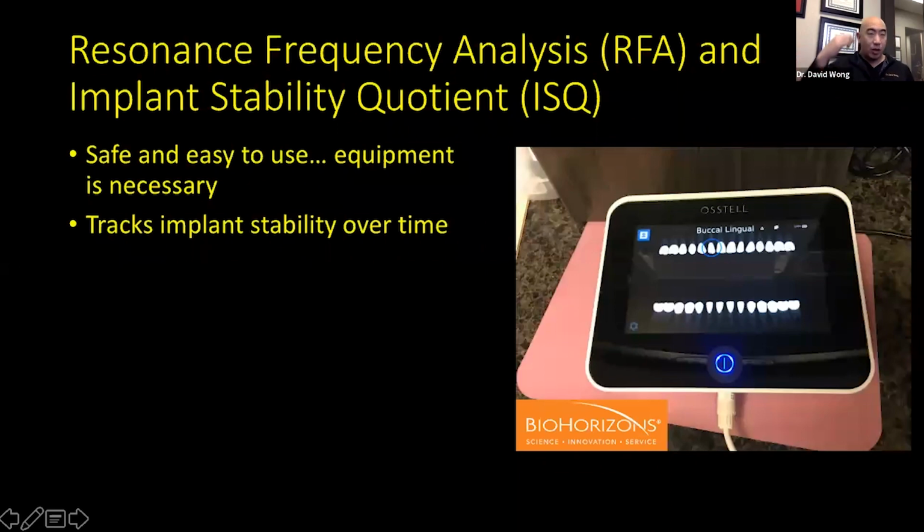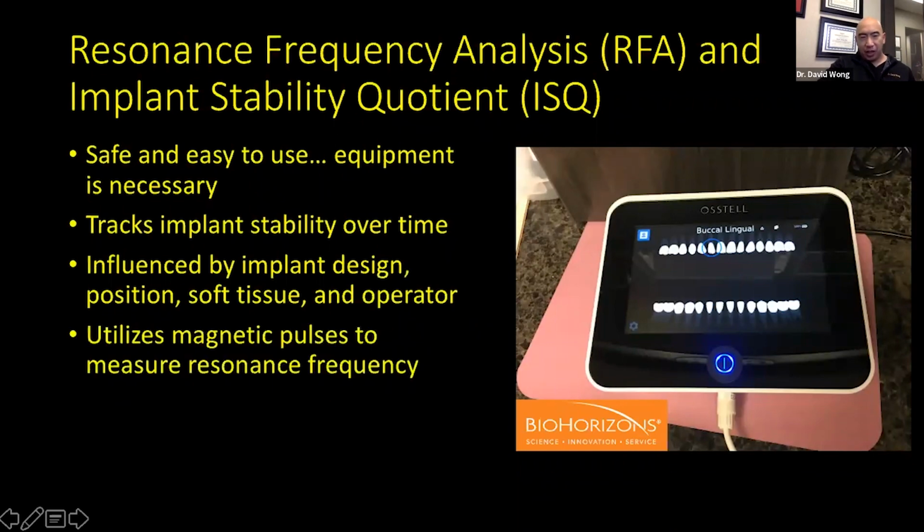You'll hear a lot of people say, I torqued it to 50 Newton centimeters, and then I reverse torqued it, and it withstood reverse torque. So we went ahead and put a provisional on, or we went ahead and loaded it. The problem is, what if it doesn't withstand a reverse torque test? Is that you've just ruined your implant. So in a situation like this, you can actually just use the Osstell machine, using ISQ to track stability.